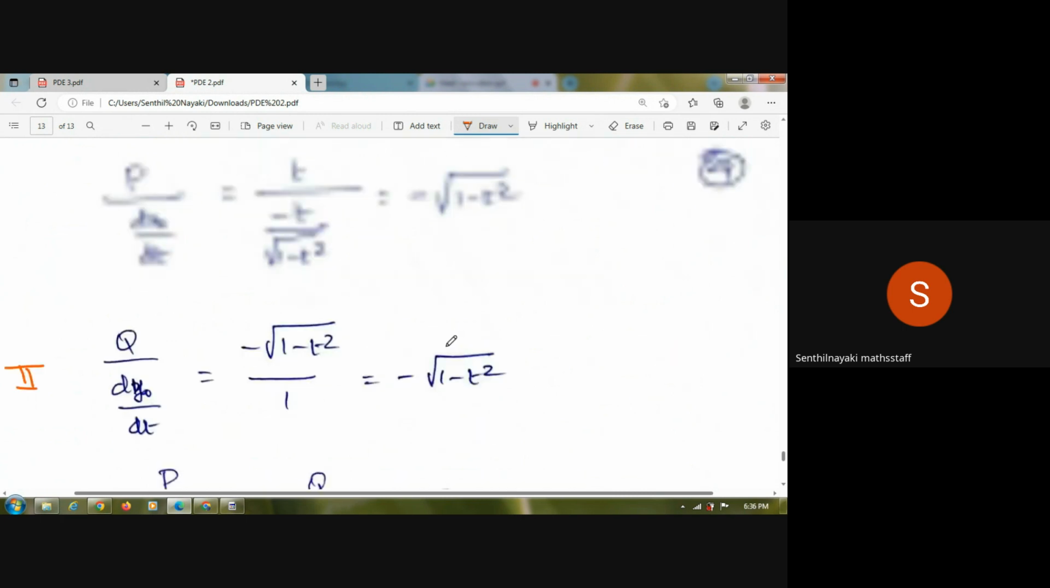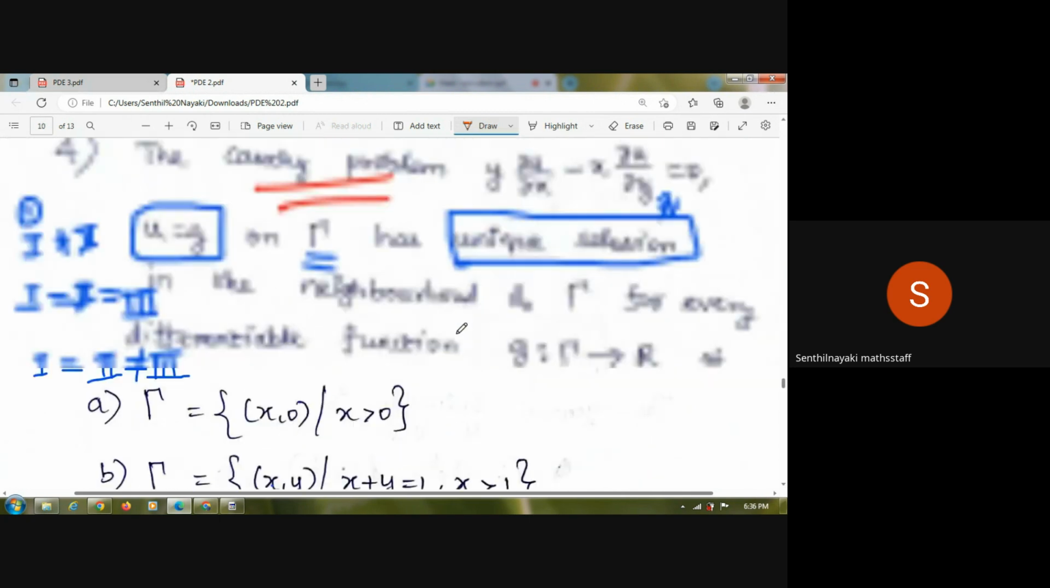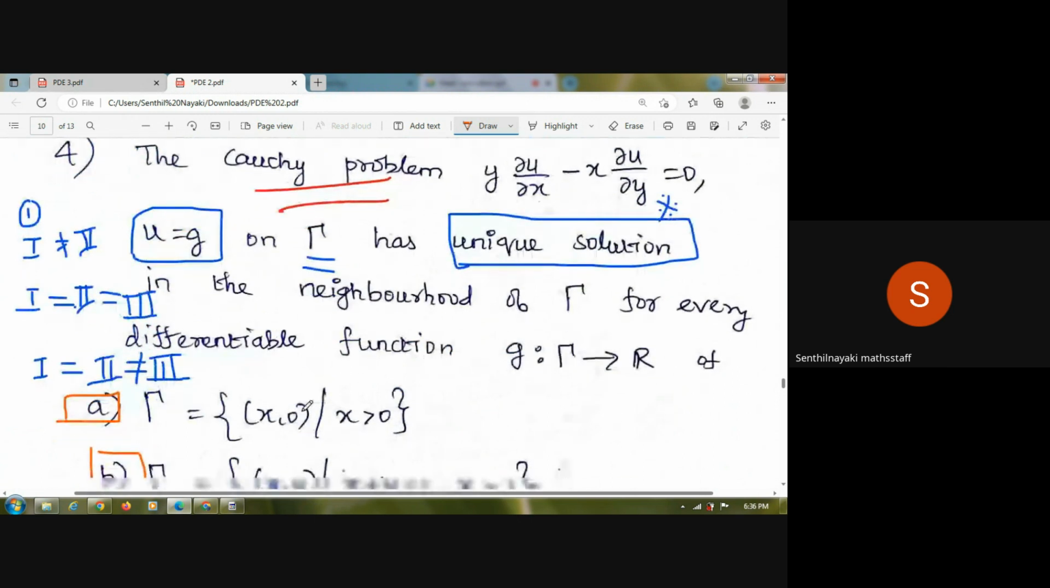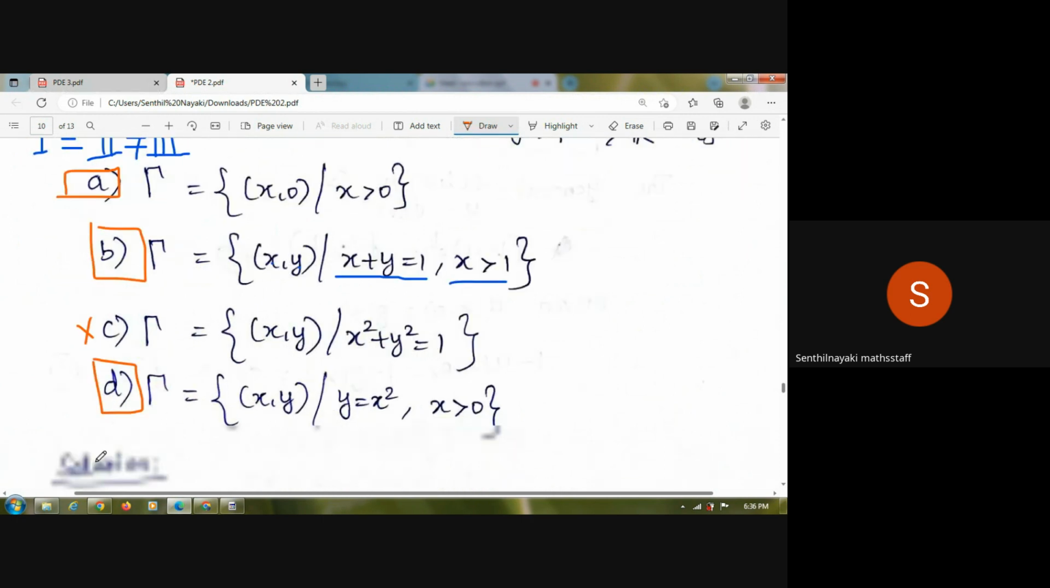So this Cauchy problem has a unique solution for these three curves. So the answer is A, B and D. For this alone, P is equal to Q, so this is not the correct answer. For this question, there are three different types of curves, gamma, that is A, B and D.